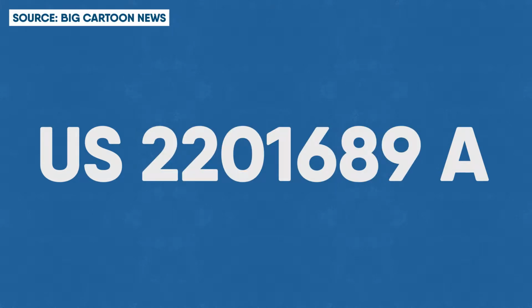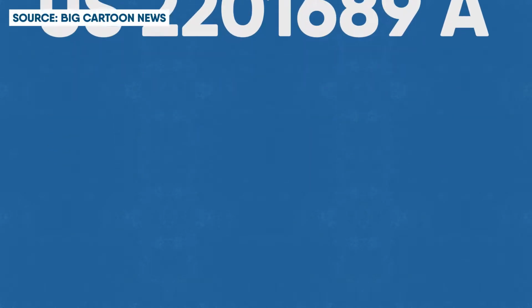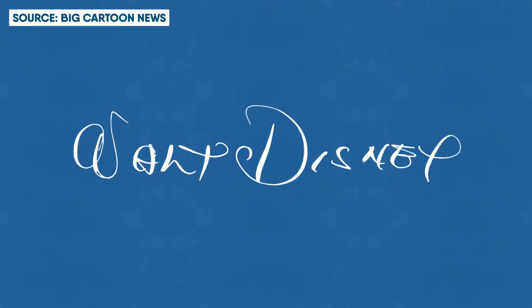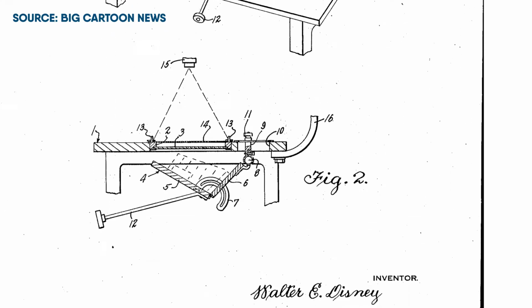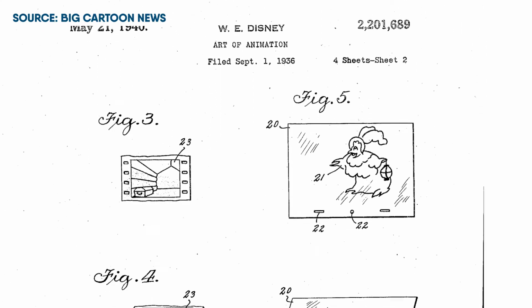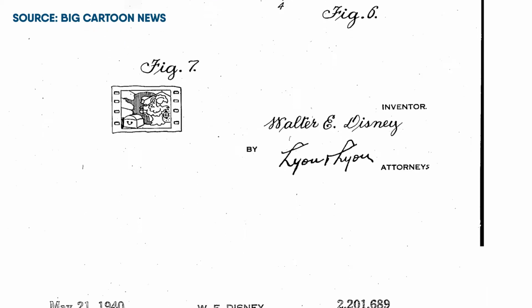U.S. Patent 2201689 is written under the name of Walter E. Disney for improvements in the art of animation, including the revolutionary multiplane camera. Although Disney's name is on the patent, the history of the multiplane camera does not begin in the United States.